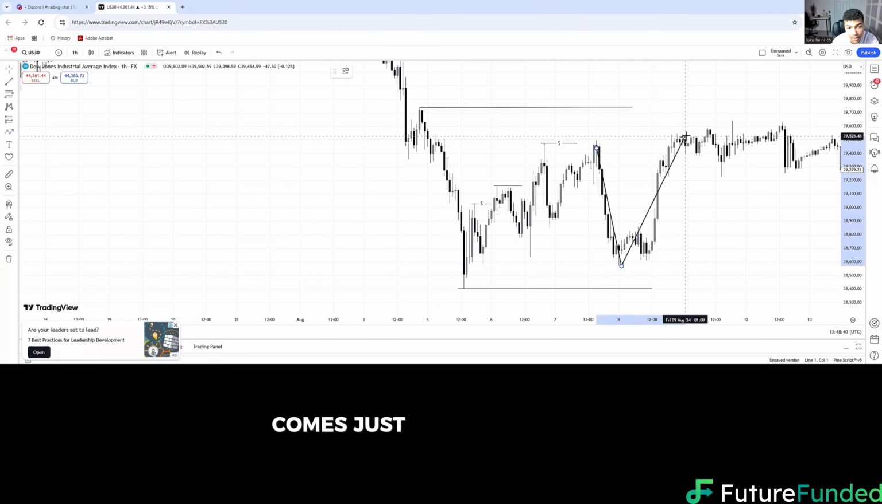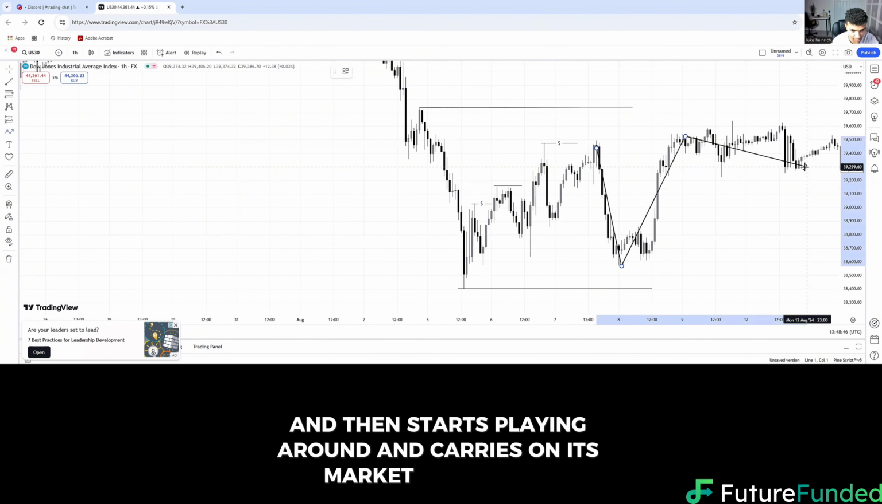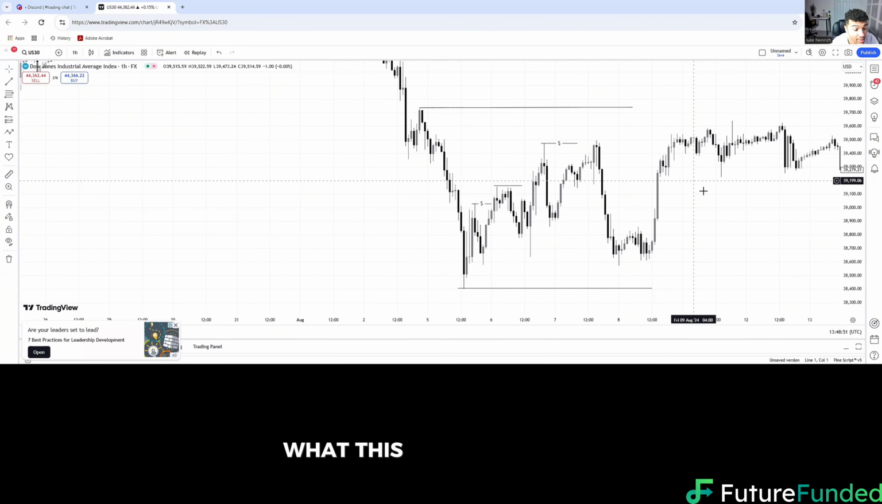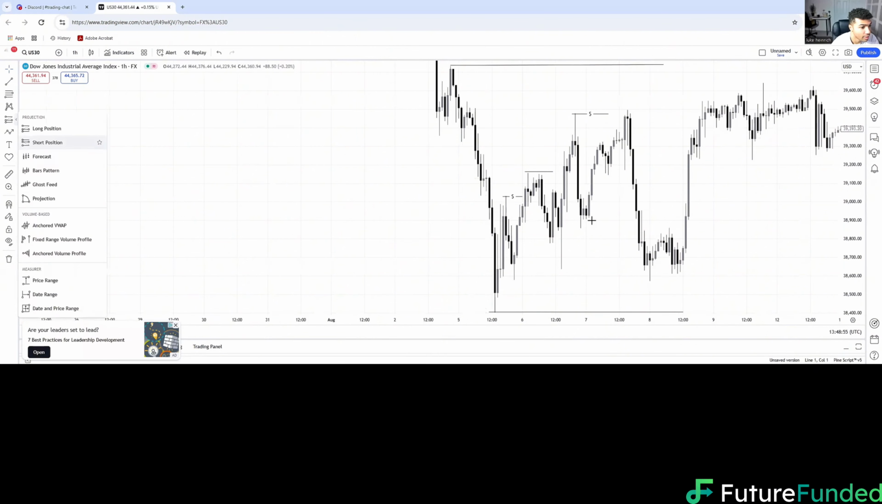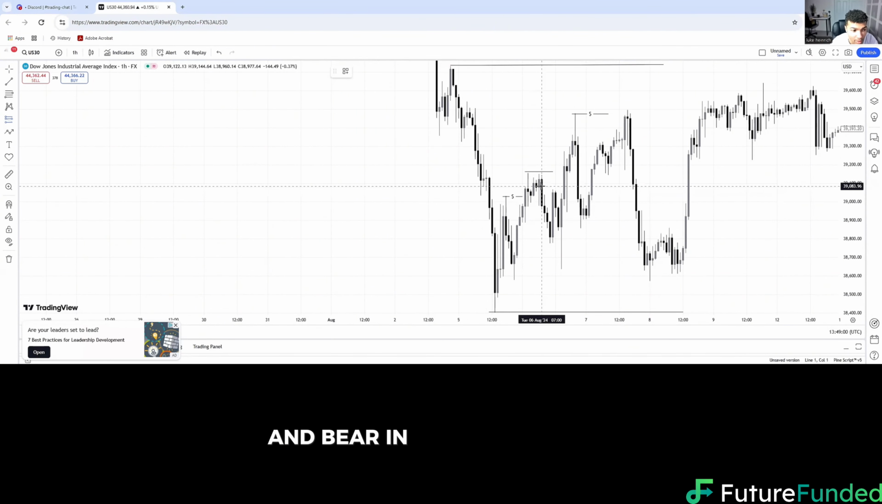It comes just enough back up to actually take out the previous high, and then starts playing around and carries on its market trajectory. Okay, but what this means for me is all I need to simply do is wait for price to come up and take out these areas. And bear in mind, guys, I'm on a 1 hour time frame.